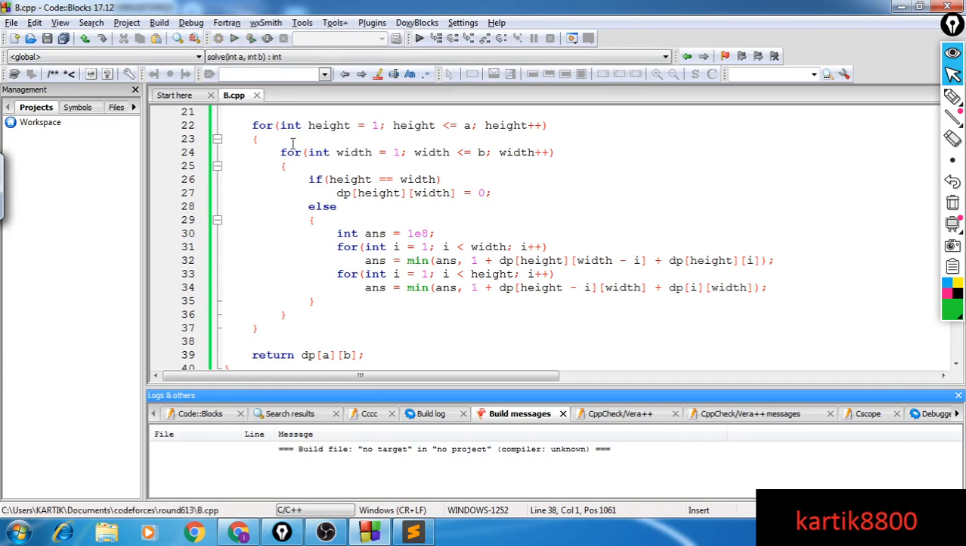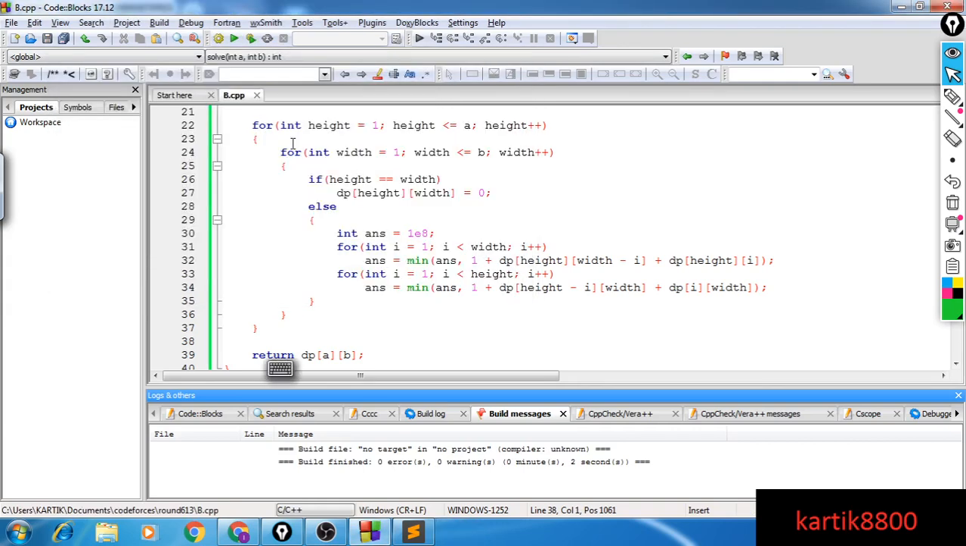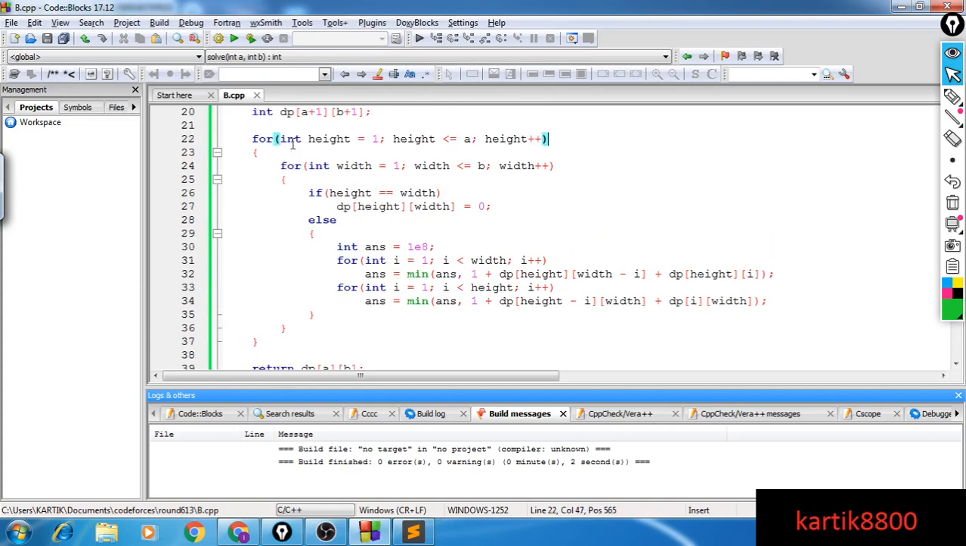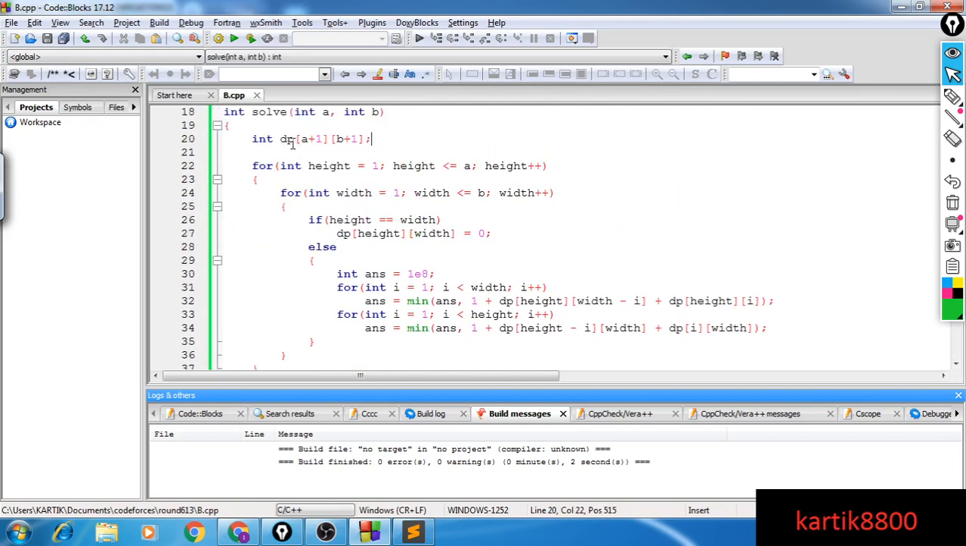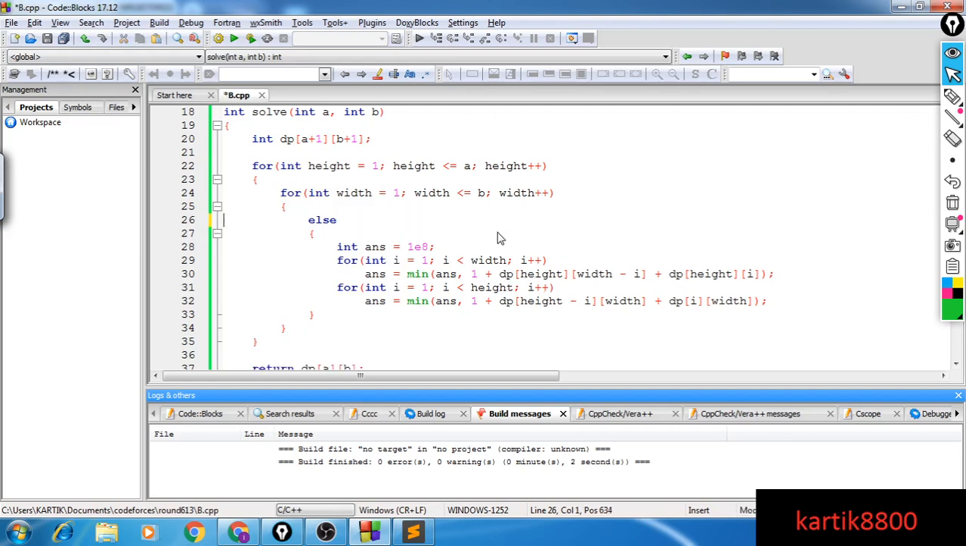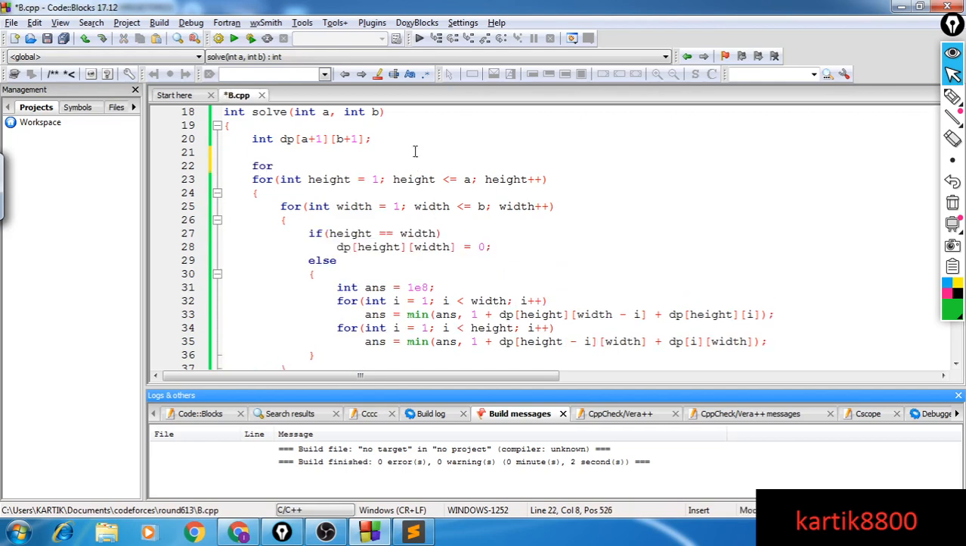So let me try 3, 5. So that's pretty close, as you can see. Okay, let me just see what's the error here. It's not that close to assume it's correct. Okay, so I said solve and I came here. I said okay, height equals width, then dp height width equal to 0. I guess I should evaluate these values beforehand.